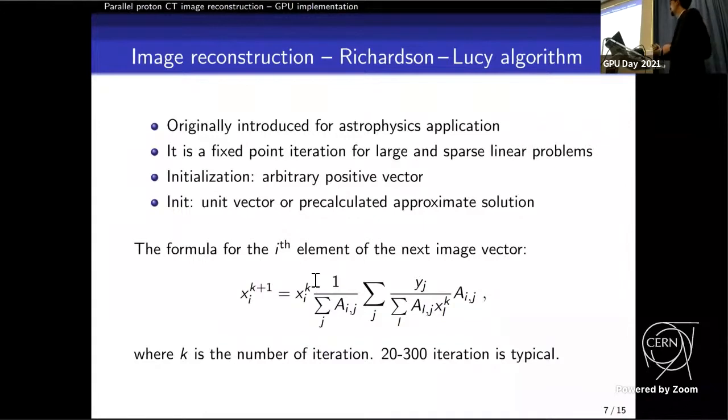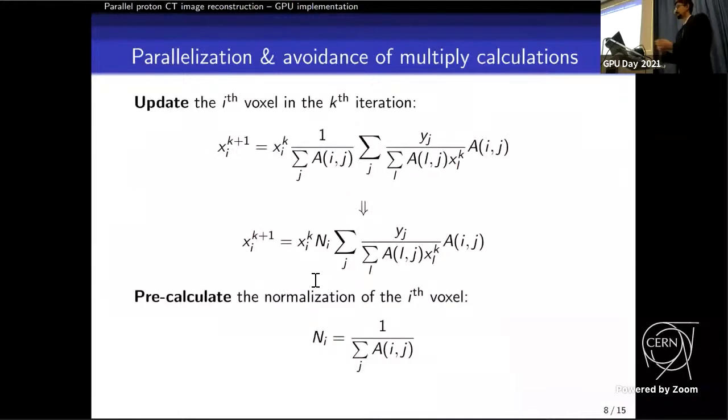And okay, so in the beginning of this solution, we have to give an initial guess for the image, which is practically a unit vector in my case. And here we have a formula to update the value of one voxel based on the previous approximation of the distribution. And I will speak about the application of this formula for parallel GPU image reconstruction.